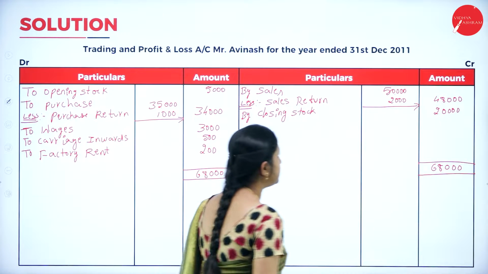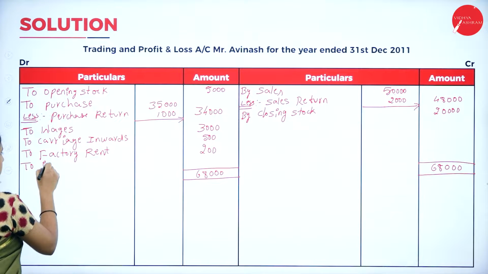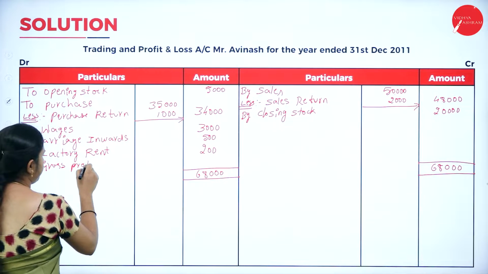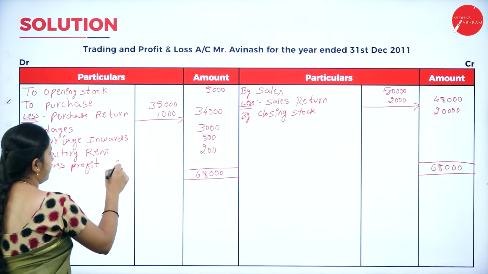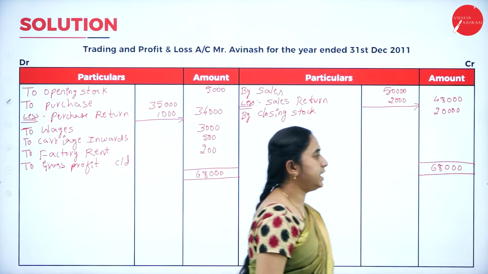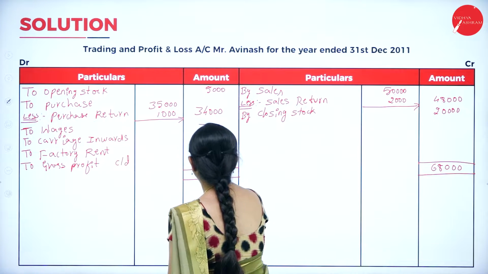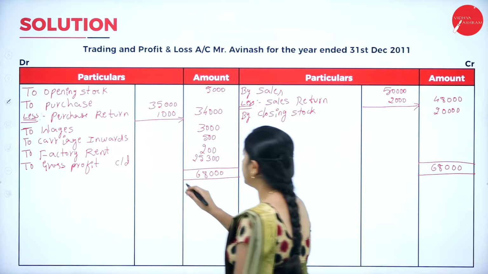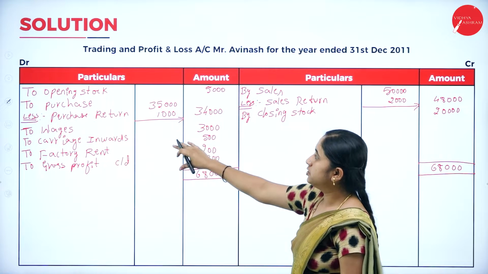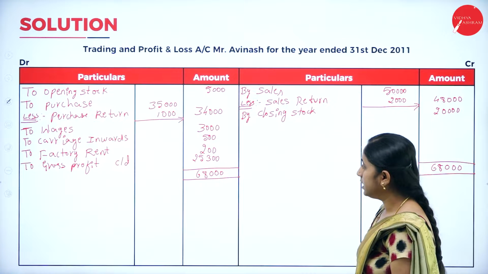Find the difference. The difference is considered as gross profit. To gross profit carried down. Find the difference between debit and credit. The difference is 25,300. 25,300 is the gross profit. So this is all about the trading account. After the trading account, start with the profit and loss account.